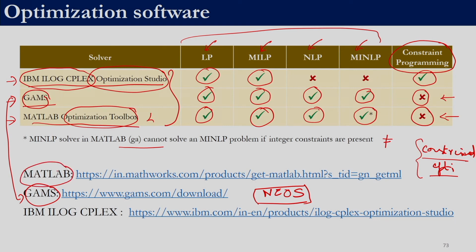We will start with MATLAB because we presume that you have been able to install MATLAB, which was given to you as part of this course. Then we will subsequently move on to these 2 software. By the time we complete MATLAB, we expect that you have already installed GAMS and IBM iLog Simplex.